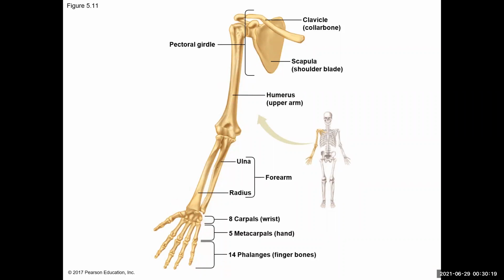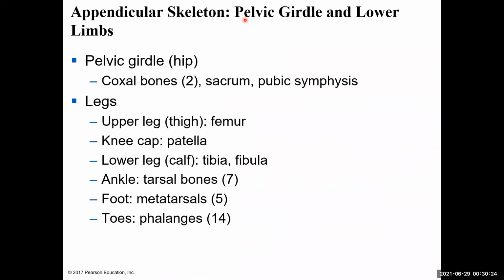And then when we move down to the other part of the appendicular skeleton, we look at the pelvic girdle and the lower limbs, so the legs. So the pelvic girdle is just referring to the hip. So you have your coxal bones, two of those, your sacrum, and then your pubic symphysis. And the pubic symphysis is this cartilaginous region that is between the front portion of the two coxal bones, and we'll show you that in the next slide in the image. But it's just this cartilaginous connection.